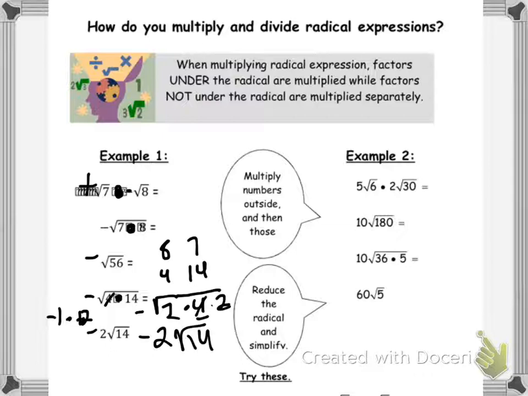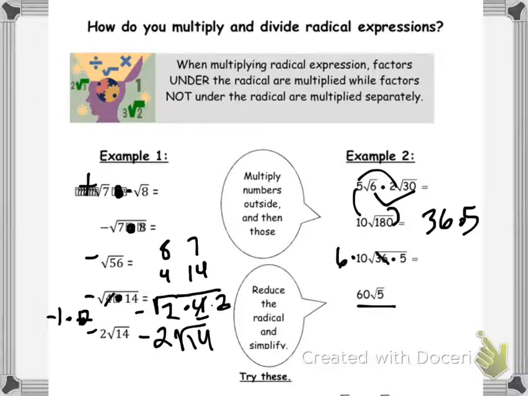Alright, example 2, multiply the numbers on the outside and then those on the inside. We're going to reduce the radical. So right here we could say 30 times 6 equals 180. 5 times 2 equals 10. Now we're going to factor out the numbers on the inside. We have used 36 and 5. Those are factors of 180. 36 is the square root. Cross that out. Gives me 10 times 6, gives me 60 on the square root of 5.